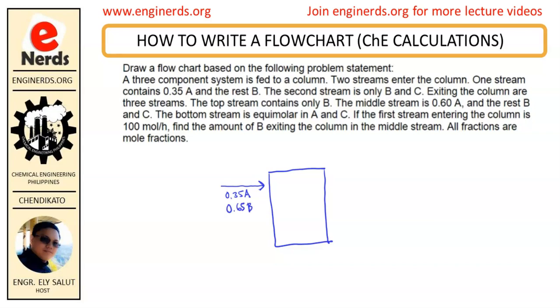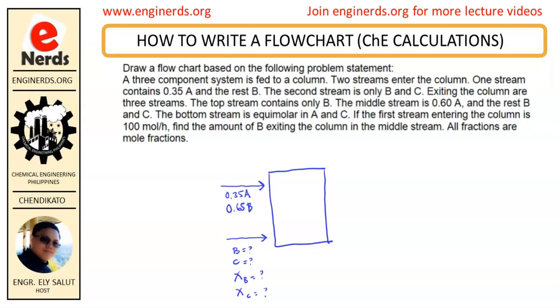of B. Now, we're going to the second stream. Yung second stream natin is having only B and C. So, we'll write our second stream. And it says, meron lang tayo ditong B and C. But we don't know kung ano yung amount nila. And we don't know yung kanilang mole fraction. So we could say that the mole fraction of these materials, we have the mole fraction of B and the mole fraction of C. So we don't have these particular values.